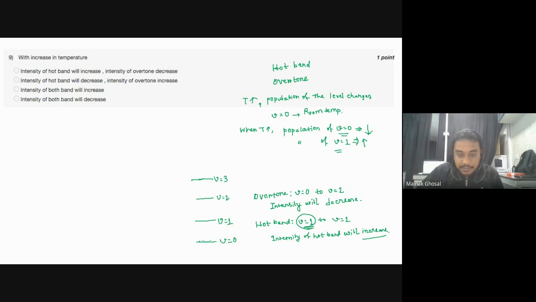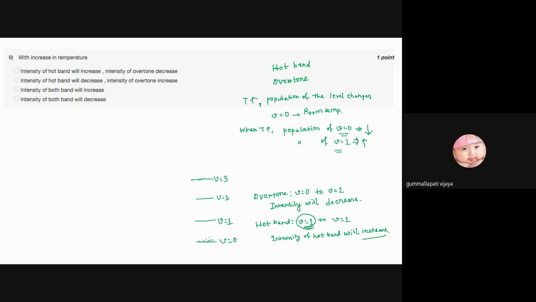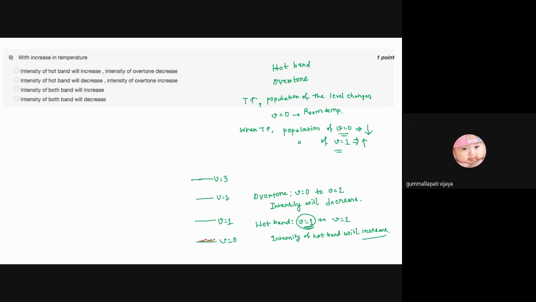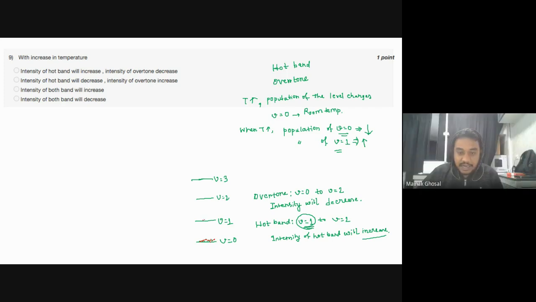At room temperature, more number of molecules are here. The population here is very low at room temperature. If you are giving temperature, more number of population will be here.